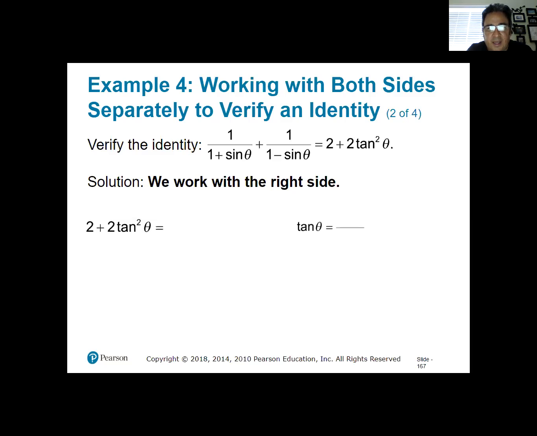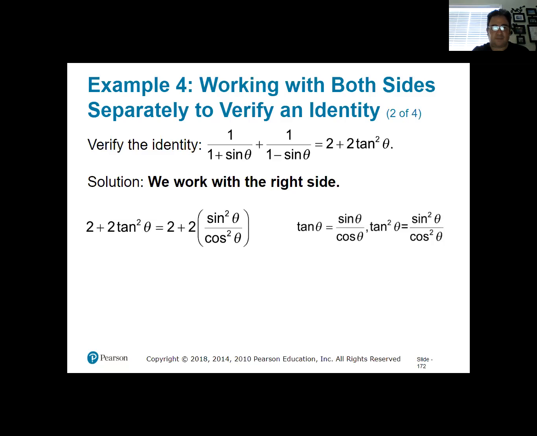So tangent of theta is the same as what? Sine over cosine. Sine over cosine, good. So that means that tangent squared of theta is going to be equal to what? Sine squared of theta over cosine squared of theta. Good job, okay? That means I can replace tangent squared of theta with sine squared theta over cosine squared theta, okay?